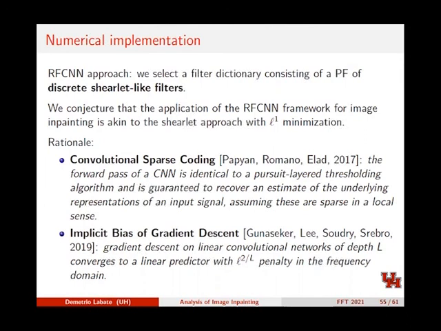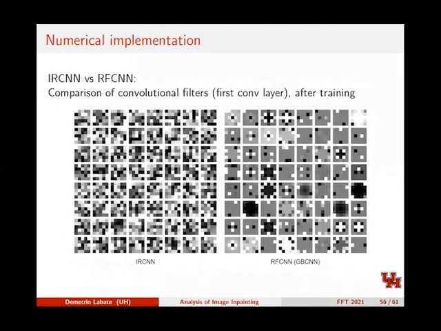The second result that is also very appealing is this idea of the implicit bias. There are many papers in this area, which is a very active area nowadays. Essentially, some papers show that if you take a linear convolutional network, linear, and you apply gradient descent, the gradient descent imposes some sort of bias so that the linear network will converge to a linear predictor with an L2 over L penalty in the frequency domain. So essentially, the fact that you use a convolutional network and gradient descent automatically behaves like some sort of predictor with a sparsifying penalty.